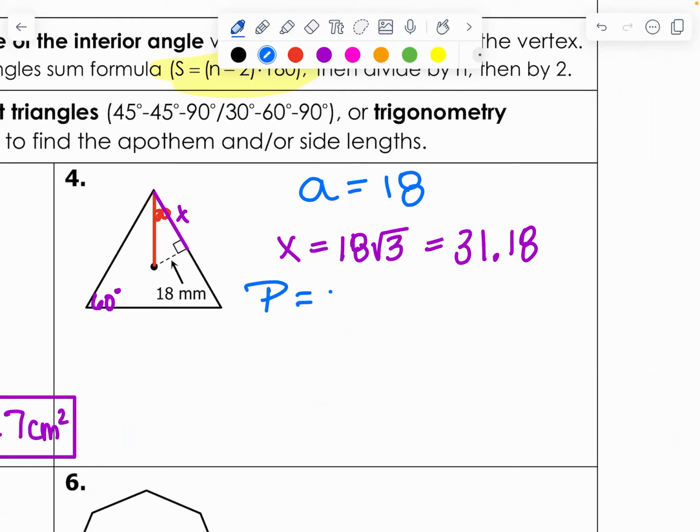So our perimeter, we're going to have to take that purple piece that we found, X. How many of those does it take for our perimeter? We have 3 sides, that's only half of a side. So we're going to have to multiply it by 6. That's a 30-degree angle. The whole angle or just the, like this guy.